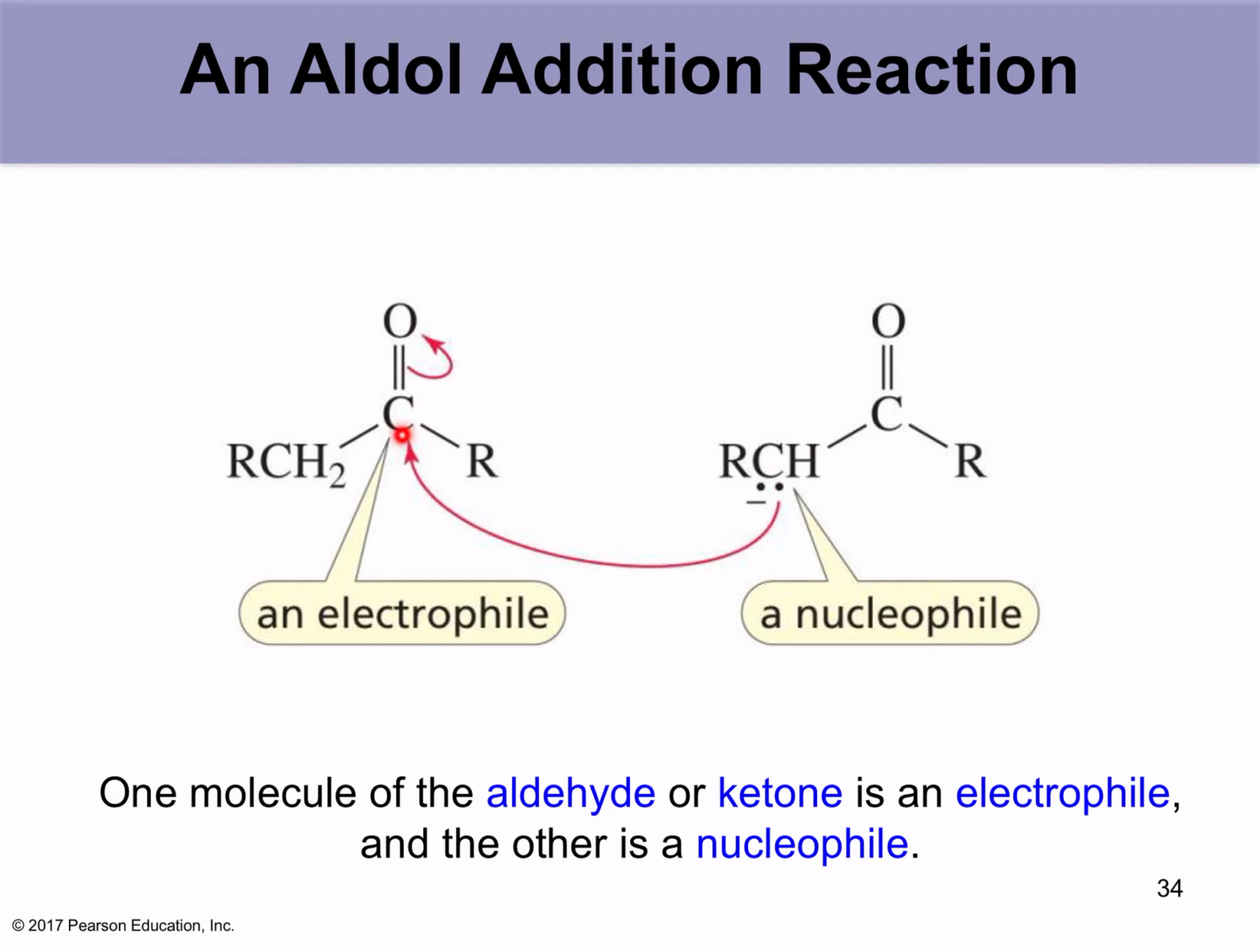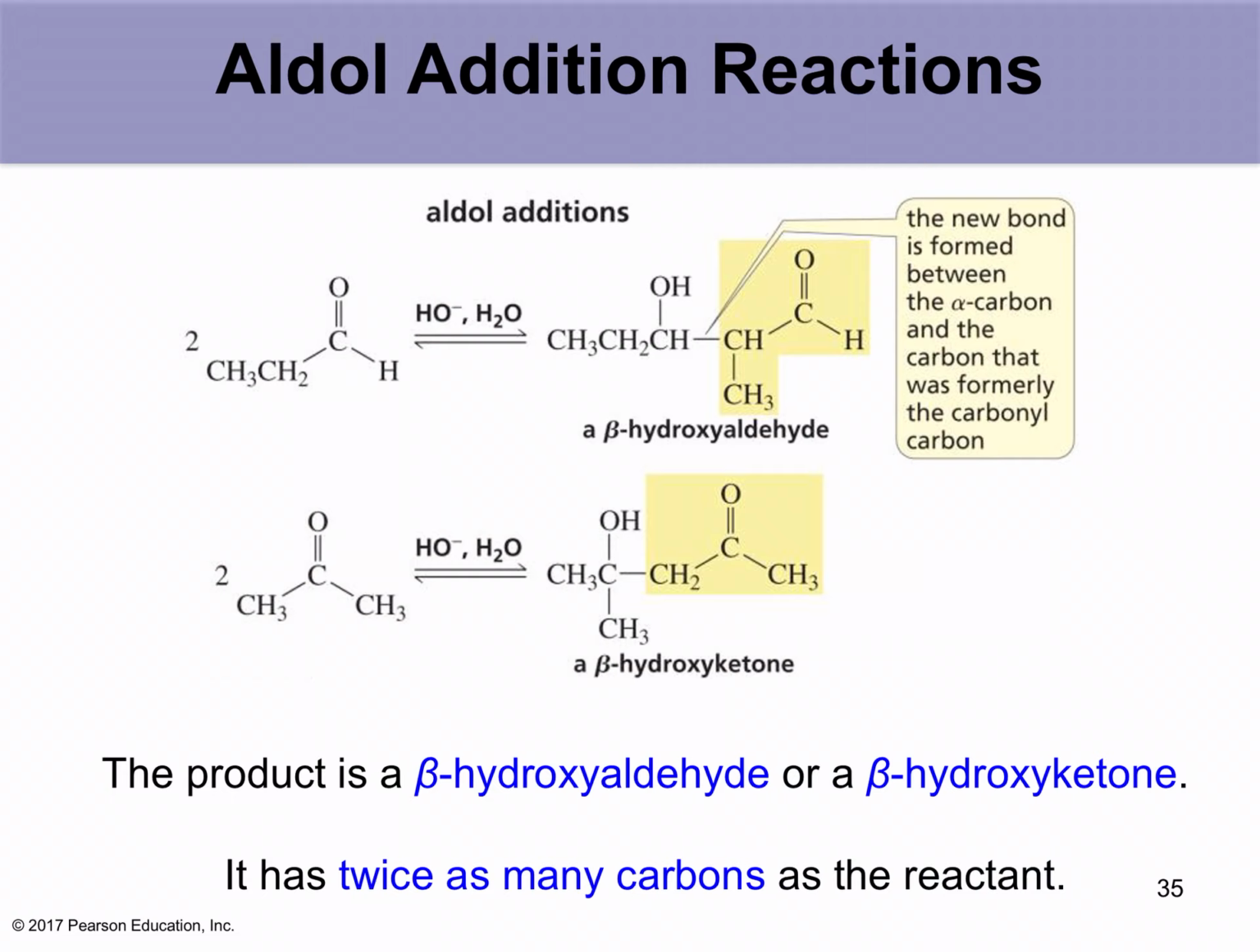You'll understand this more when you are looking at the next examples. Okay. So one molecule of the aldehyde or ketone is an electrophile and the other is a nucleophile. Okay, so when they condense like that, we call it an aldol addition reaction. So if you have two molecules of these in the presence of a base, you can have aldol addition product.